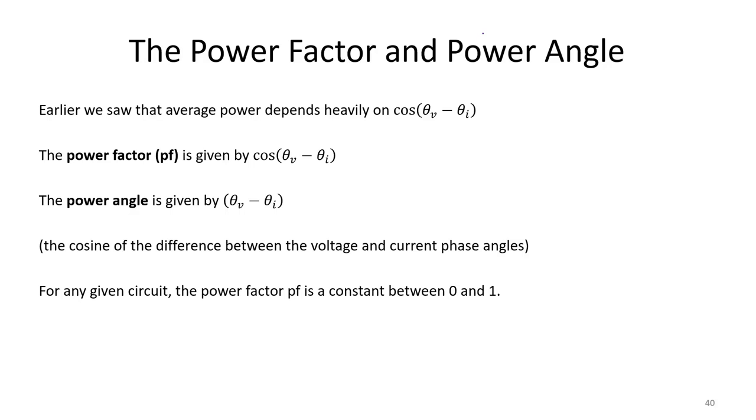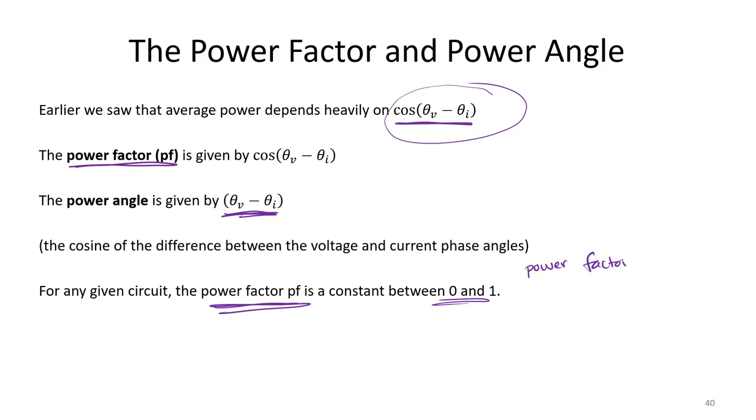So let's talk just a bit more about power factor and power factor angle. We saw that the average power P depends heavily on that cosine of theta V minus theta I. This term is so important that we call it the power factor. And then the power angle, or power factor angle, is just the theta V minus theta I difference. We'll see that for any given circuit, the power factor is going to be some constant between 0 and 1. The power factor tells us how much of our power will be real.